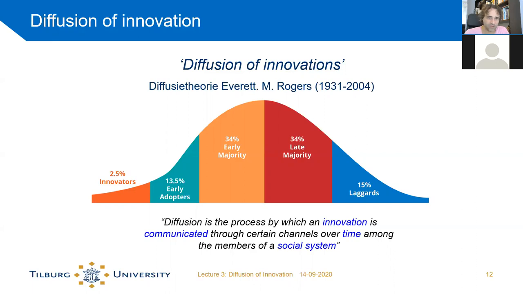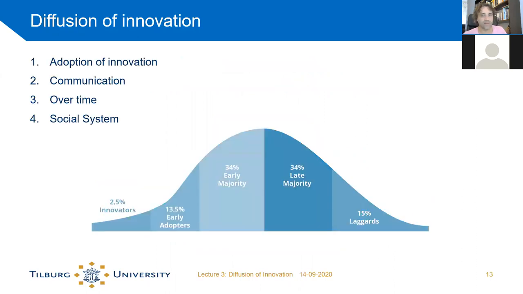In each of these parts, he discusses in detail in this book. So what is an innovation, how you communicate it through channels, over time, and the social system. And I want to discuss these shortly. So these are the main parts of his theory: adoption, communication over time, and social system.